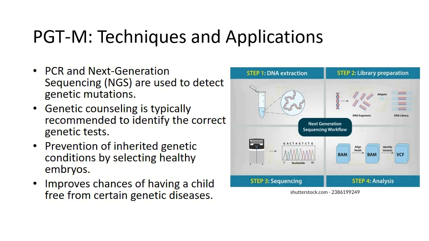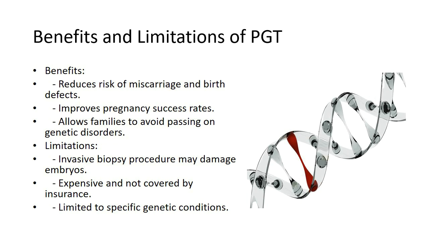C. Applications of PGT-M. Preventing inherited diseases. PGT-M enables the selection of embryos that do not carry the genetic mutation for a specific monogenic disorder, reducing the risk of the child inheriting the disease. Family planning. For families with a known genetic mutation, PGT-M provides an opportunity to have children free of specific inherited diseases.